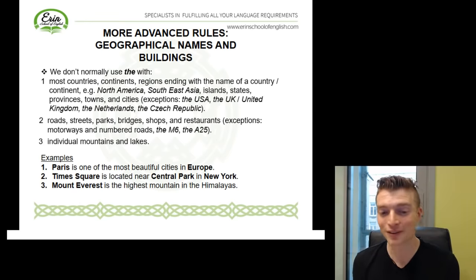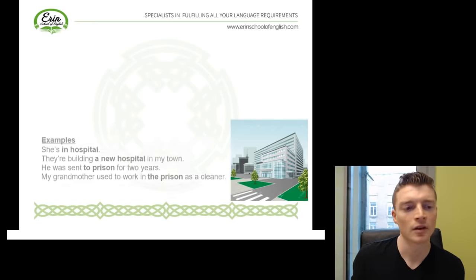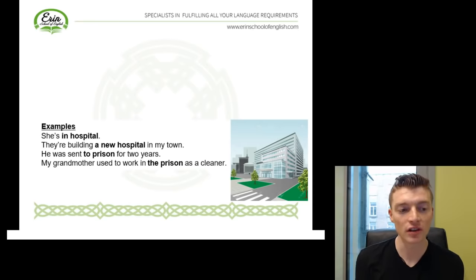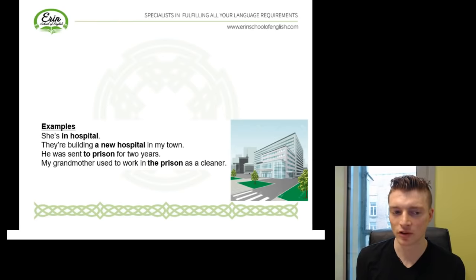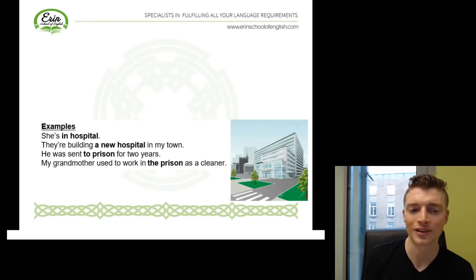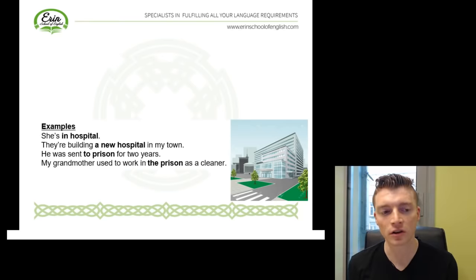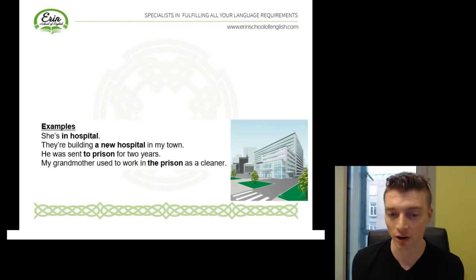Great, okay, we're almost there, guys. Really, really good. I know it's a lot of rules to remember. So finally, what do you see? It looks like a hospital. So some examples here. She's in hospital. They are building a new hospital in my town. He was sent to prison for 2 years. My grandmother used to work in the prison as a cleaner. So you've probably noticed in 2 of these sentences, we're not using an article.